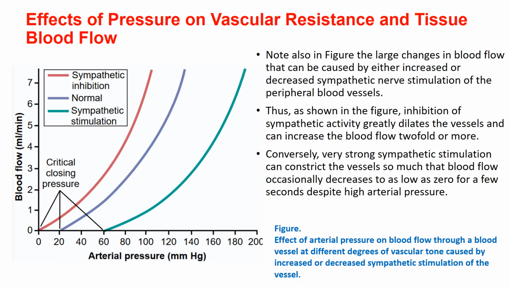Note also in the figure the large changes in blood flow that can be caused by either increased or decreased sympathetic nerve stimulation of the peripheral blood vessels. Thus, as shown in the figure, inhibition of sympathetic activity greatly dilates the vessels and can increase the blood flow twofold or more. Conversely, very strong sympathetic stimulation can constrict the vessels so much that blood flow occasionally decreases to as low as 0 for a few seconds despite high arterial pressure.